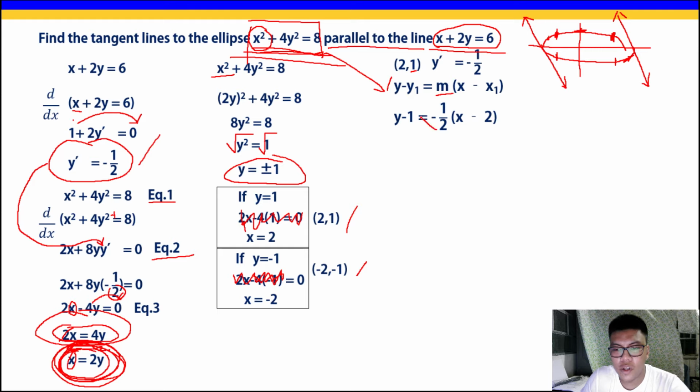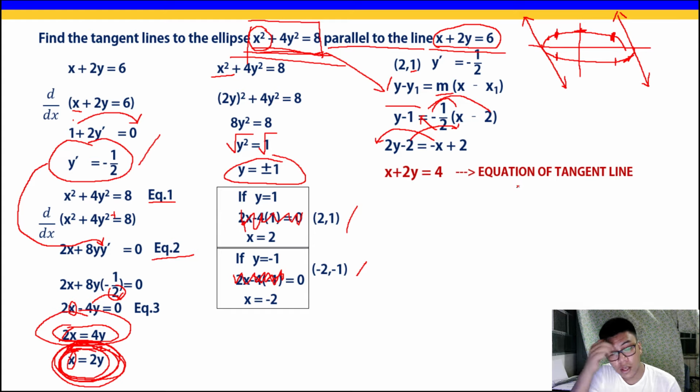So, multiply lang natin yung 2 dito. Distribute natin, ano? So, 2 times y, 2y minus 2 is equal to, so negative 1, distribute din natin. So, we have negative x. Negative times negative, we have positive. So, we have positive 2. So, solving now, lipat lang sa kaliwa yung x, tapos yung 2, lipat sa kanan. So, we have x plus 2y is equal to, so, negative 2, magiging positive. We have 2 plus 2, we have 4. So, x plus 2y is equal to 4.